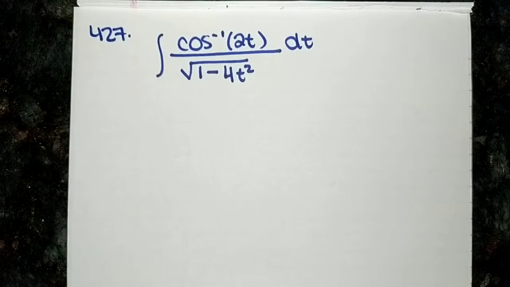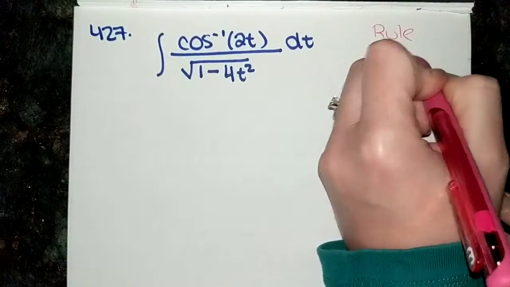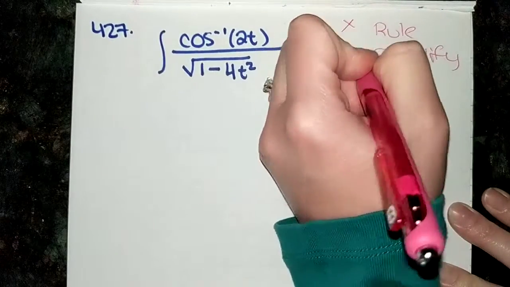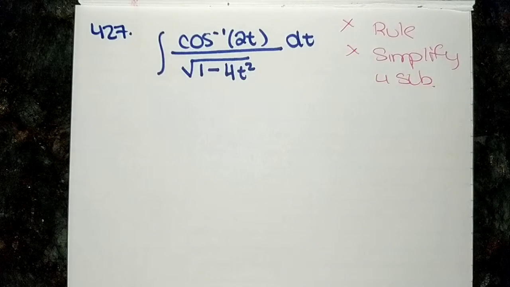So again, you kind of go through your standard rundown of, do I have an integral rule for this? Is there a way to simplify it? And then in this case, both of those don't work out, so then we have to do our u substitution.